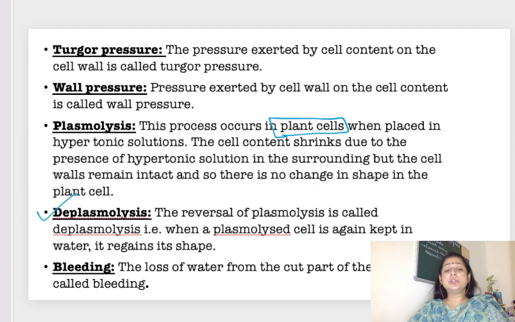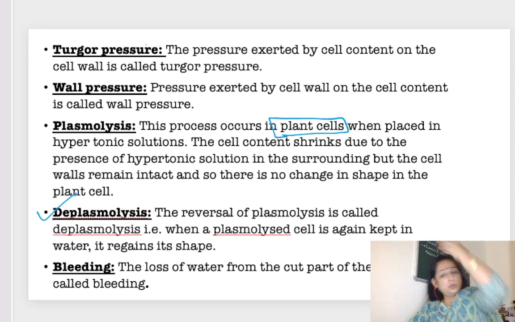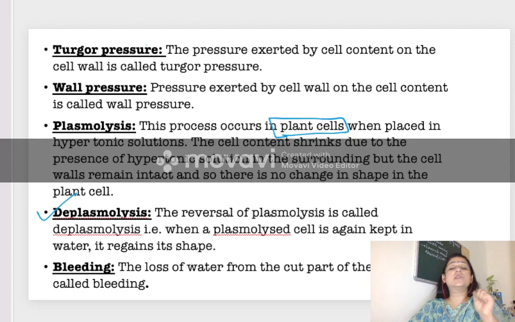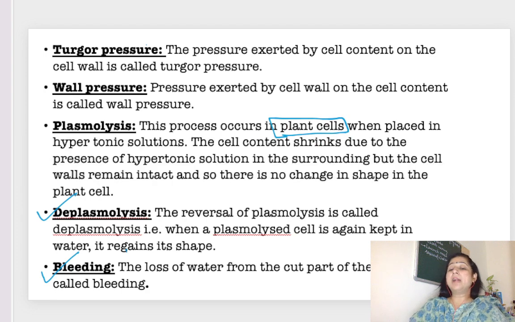Then is deplasmolysis, when a cell is already shrunk, a plant cell, and we take it out and put it in water, it will swell again. Reversal of plasmolysis is known as deplasmolysis. Then we have bleeding, as I told you, guttation. In the same manner, plants lose water in the form of bleeding also, for example, if you cut a part of the plant, some solution or some sap comes out, that is known as bleeding.